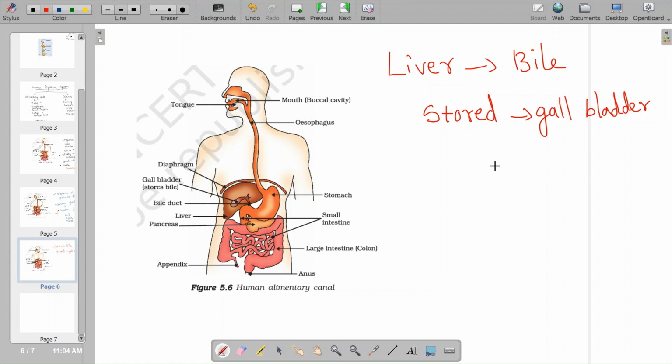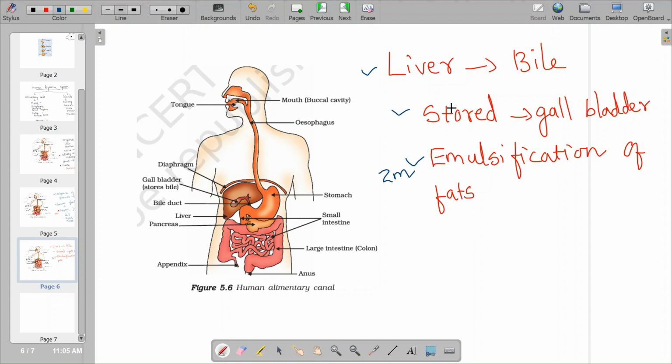What is the function of bile? The function of bile is emulsification. Emulsification means the breakdown of larger fat globules into smaller globules. So the liver secretes bile, bile is stored in the gallbladder, and the function of bile is emulsification of fats. These three questions are repeatedly asked in board exams. Emulsification you can expect as a 2 mark question. The other two you can expect as MCQ 1 mark questions.